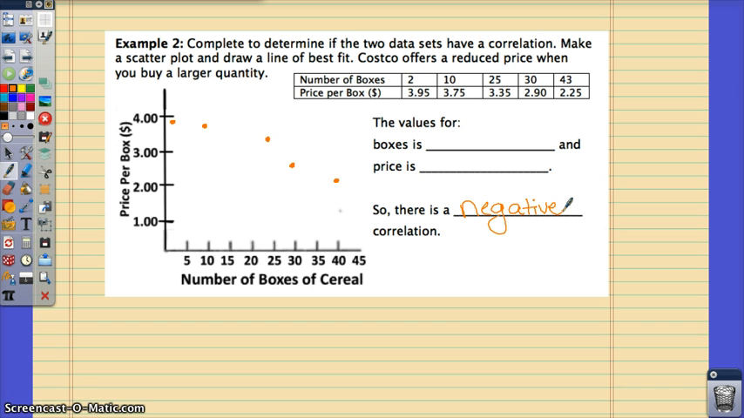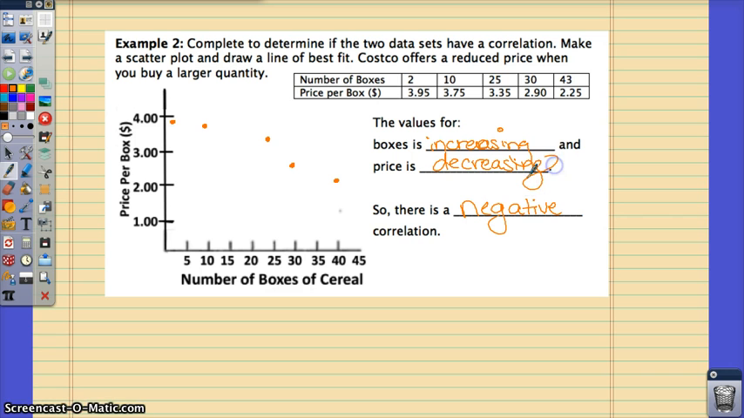Also, let's look at the points. This point has a low x value and a high y value. As I go over, my x value is increasing, my y value is decreasing. So the boxes is increasing, and the price is decreasing. This is a negative correlation.